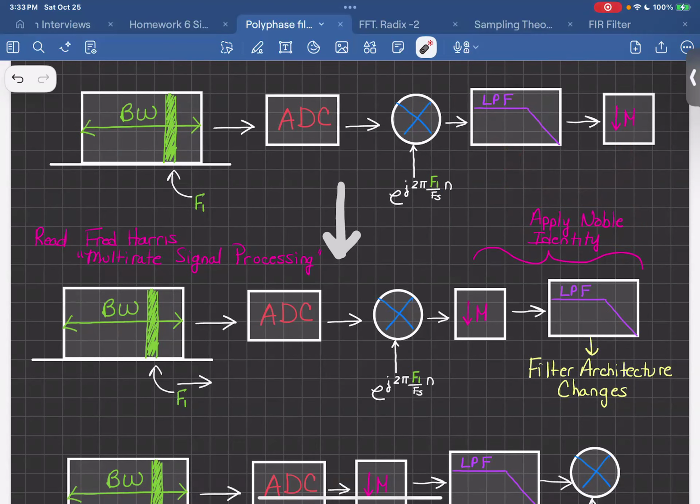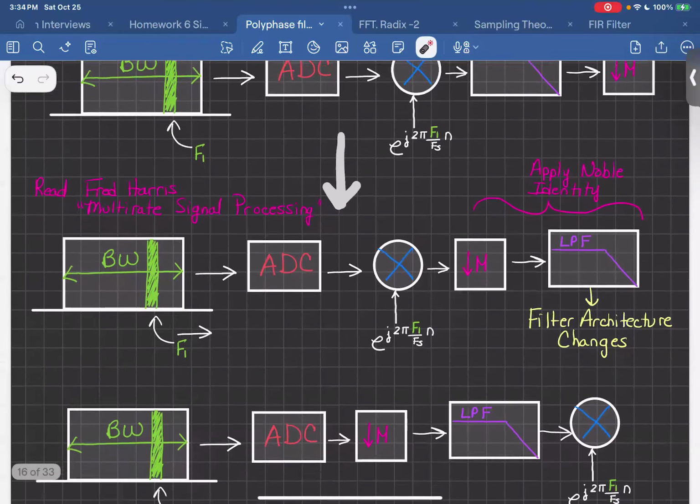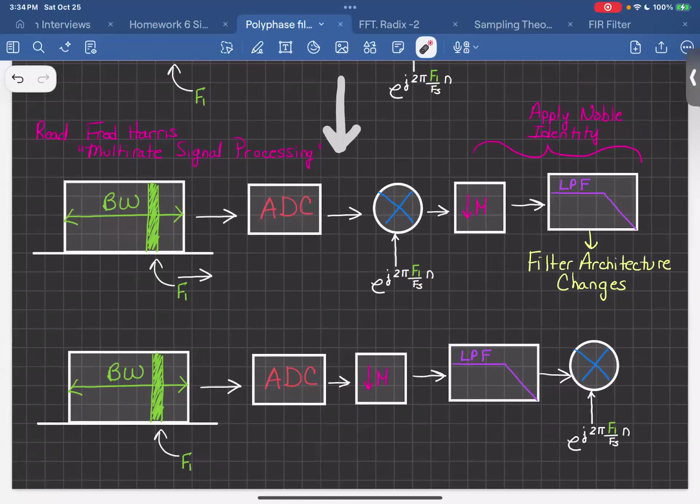And this is called the noble identity. This is found here, so I would look at the book and learn about this a little bit more. And I'm going to tell you why. This is only for under certain conditions. What this would require is that the filter architecture will change. See, the polyphase filter bank heavily relies on understanding the filter. And we're going to go into that.